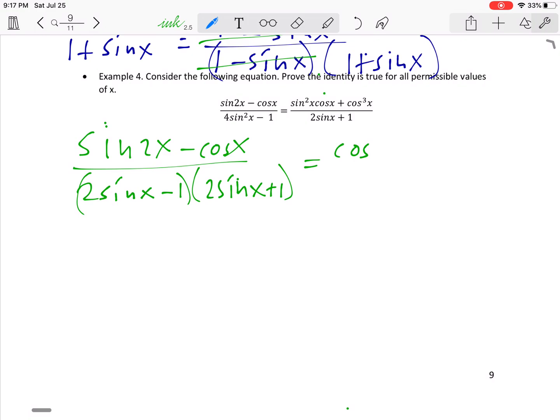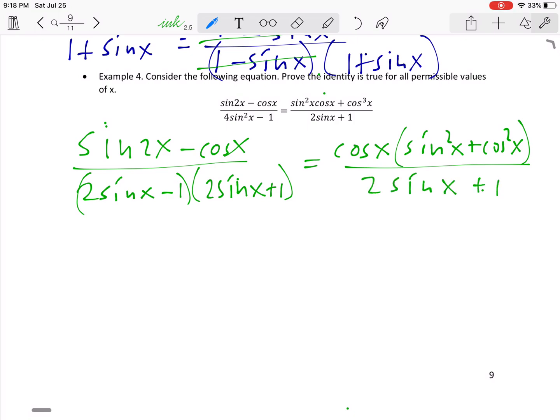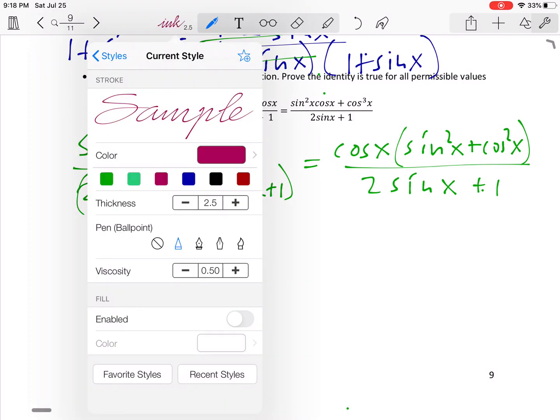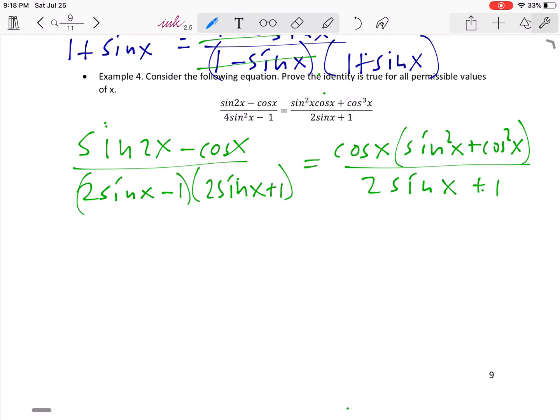So we've got cosine x, and we've got sine squared x plus cosine squared x over 2 sine x plus 1. Okay, so what you notice here is you've got a 2 sine x plus 1 at the bottom here, and then you have another one at the bottom here. So right away we can get rid of that.